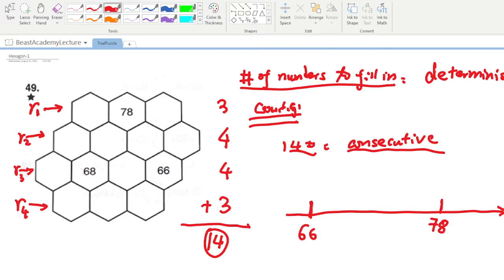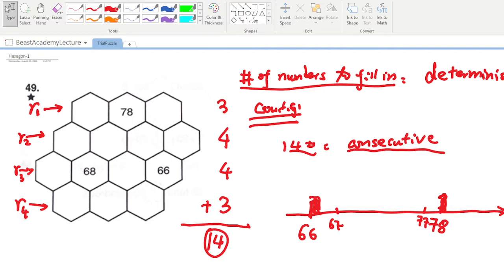These 3 numbers are deterministic, right? So you must include this number, and you must include this number, right? So that means you must include 67, 68, 69 up to 77. Do you agree with me? Yes, because you need consecutive numbers, right?